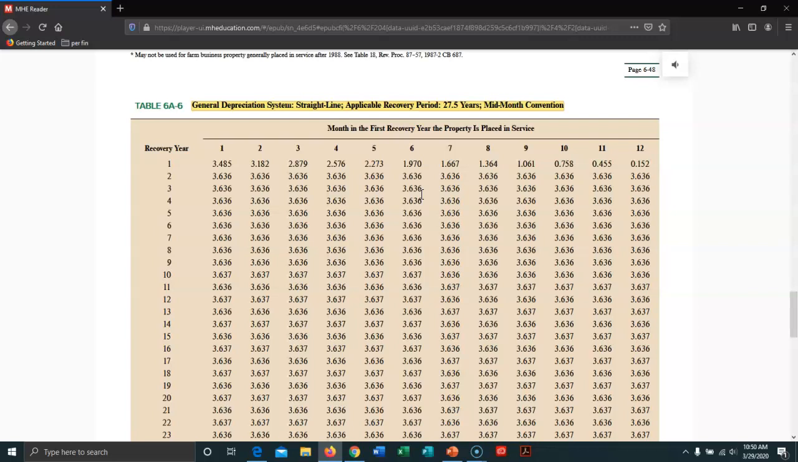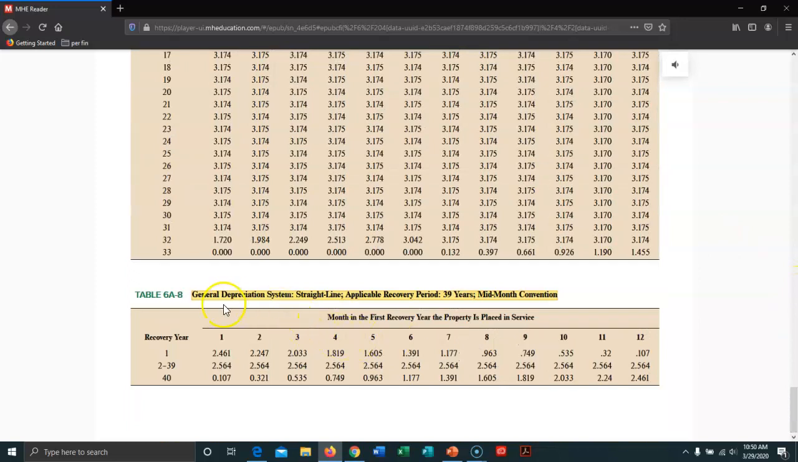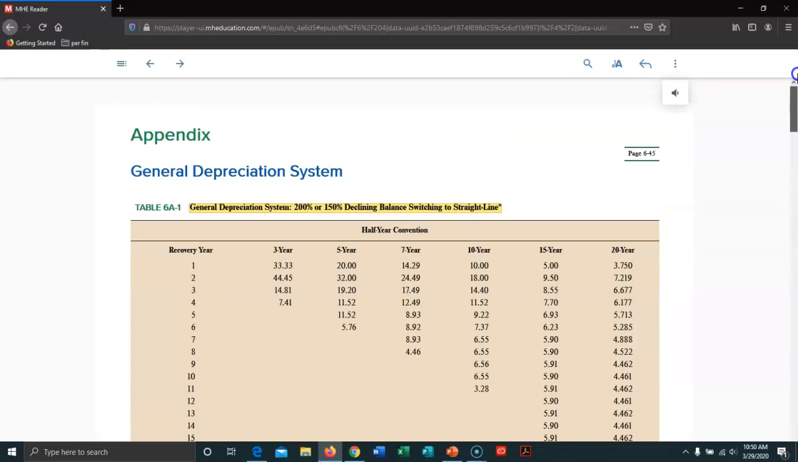And under realty, we're always going to break it down into two broad categories. We're going to have residential and non-residential real estate. As we said, when we're talking about residential real estate, we're going to use table 6A-6. When we're talking about non-residential real estate, which is going to be depreciated over a longer period of time, we're going to use table 6A-8. And for personalty, where we said we're going to be using the half-year convention, we're going to be using table 6A-1. That's it for now.